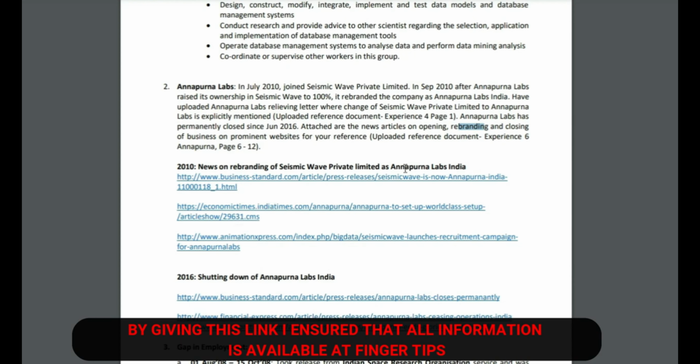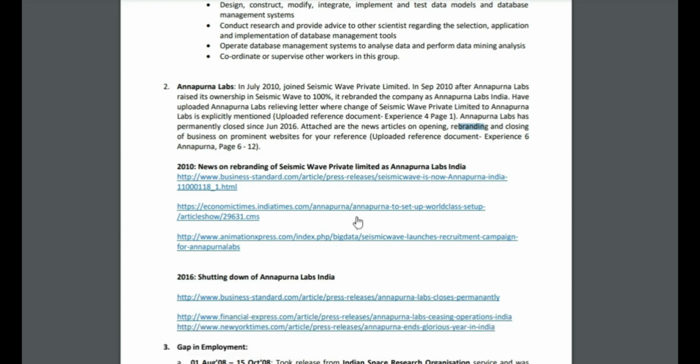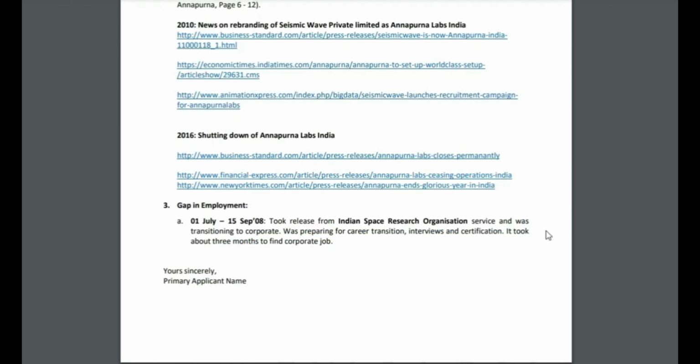So this gave about the rebranding and this gave information on shutting down the business. So when I attached these links, these were linked from leading newspaper or website which are of international repute. So for the immigration officer, I had given link with which he could go and verify it. So that's how I covered these aspects. Coming to gap in employment, which was in my case. So what happened was, when I was transitioning from my government service to corporate, it took some time, about 2 to 3 months, before I could join a corporate organization.